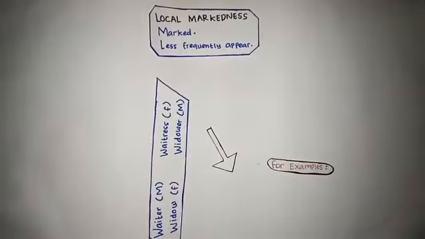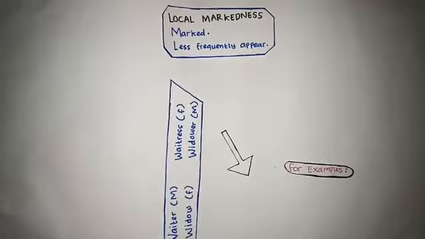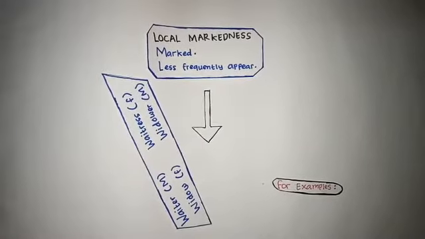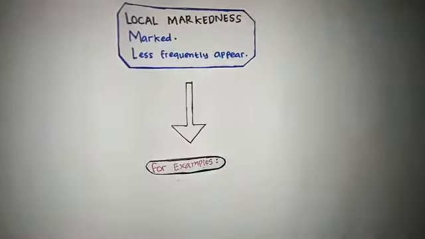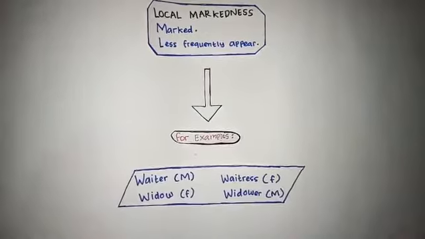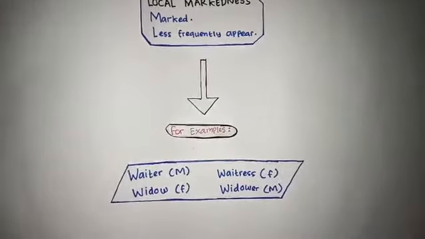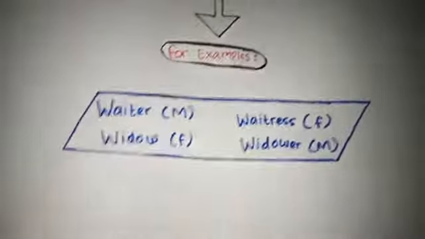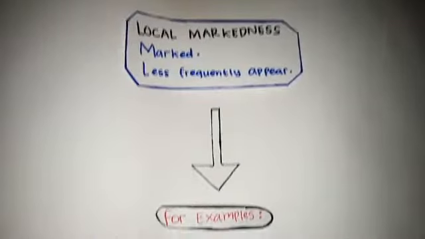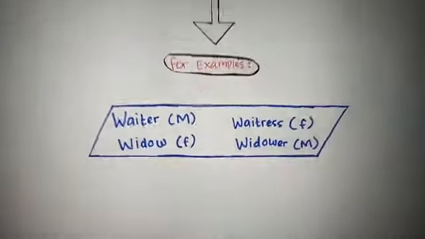And the next material is about local marks that less frequently appear. For example, waiter for masculine, waitress for feminine, but the word widow includes marks, like widow for feminine and widower for masculine.